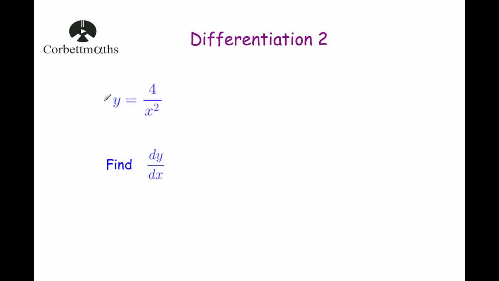So our next question, we've been given y equals 4 over x squared, and we've been asked to find dy by dx. Again, this looks quite difficult because the x's are on the denominator, but as we've seen before, if they're on the denominator, we can bring them up and they'd have a negative power. So we're going to write y equals 4x to the power of minus 2, because obviously x to the power of minus 2 would be the same as 1 over x squared, and times it by 4 would be 4 over x squared.